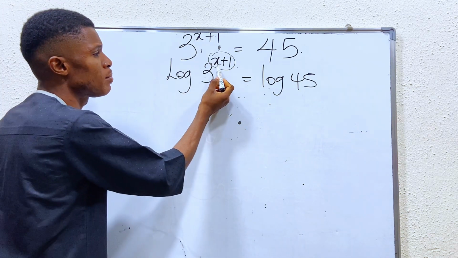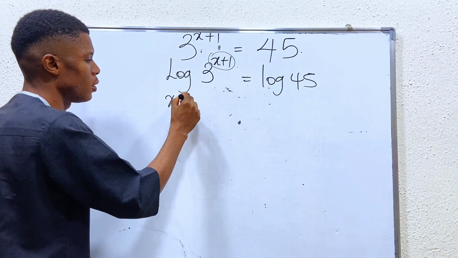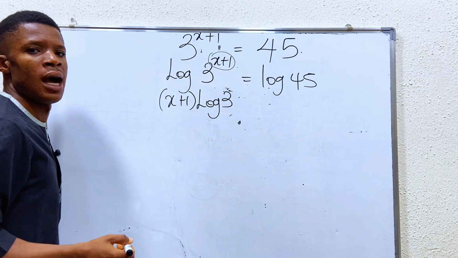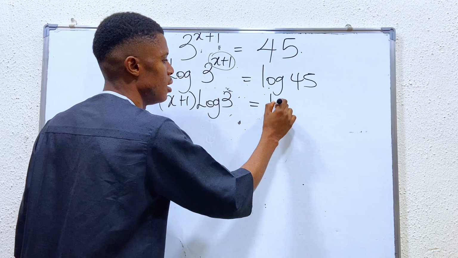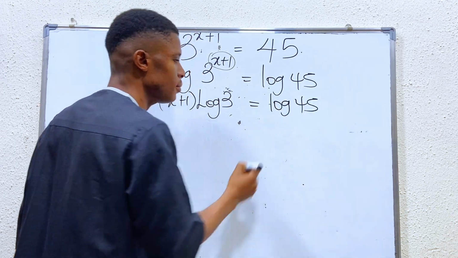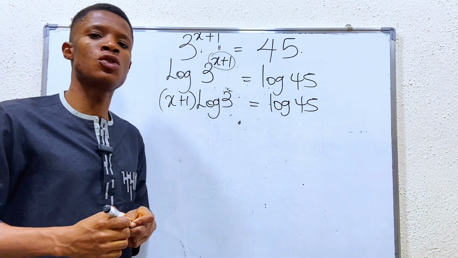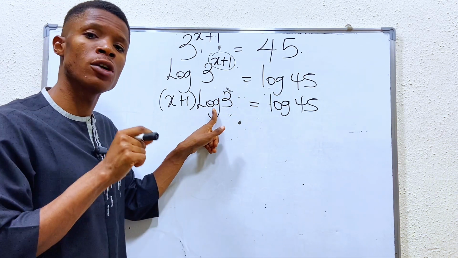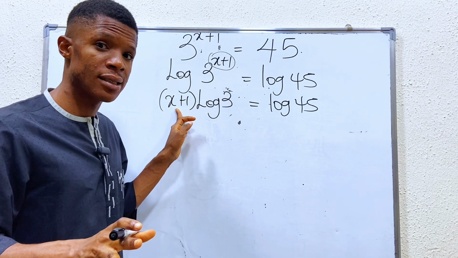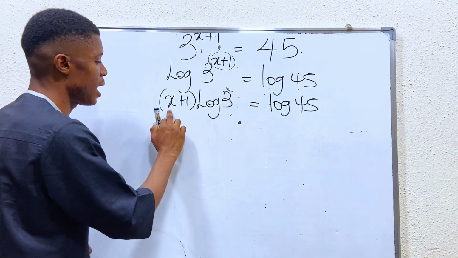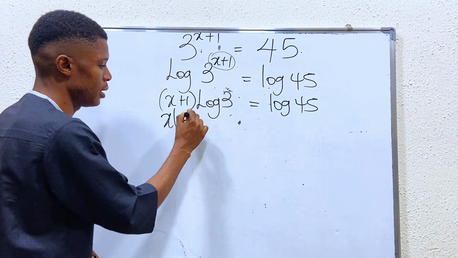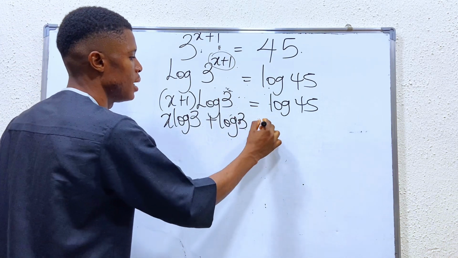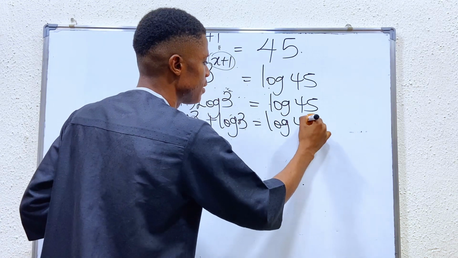So if I multiply the power x plus 1 to the log, I have x plus 1 times log 3, and that's exactly the same thing as log 45. The next thing you do is open up the bracket. For you to open this bracket, you have to multiply log 3 to each term in the bracket. What do you get? Log 3 times x is x log 3. Log 3 times 1 is log 3. And that equals log 45.